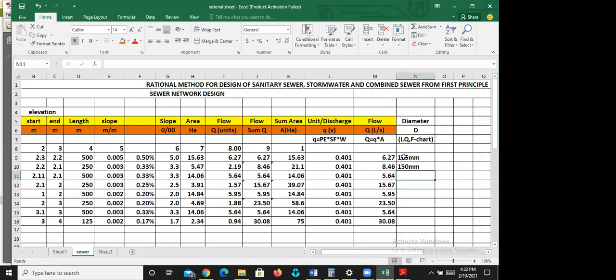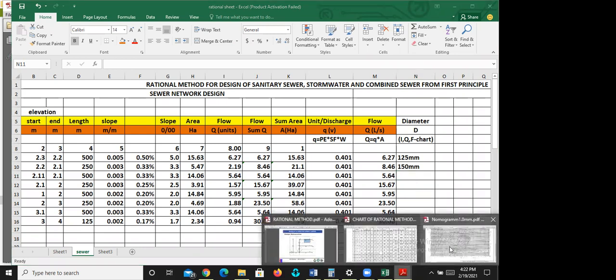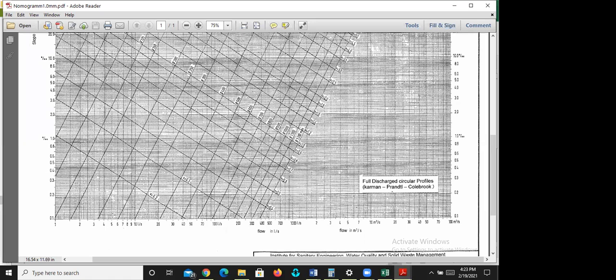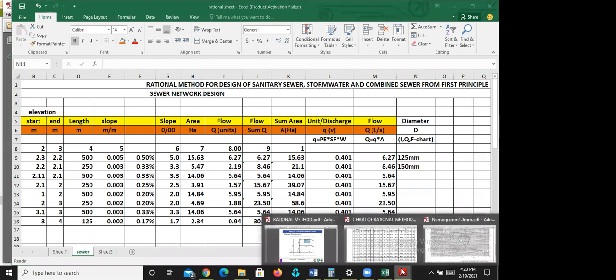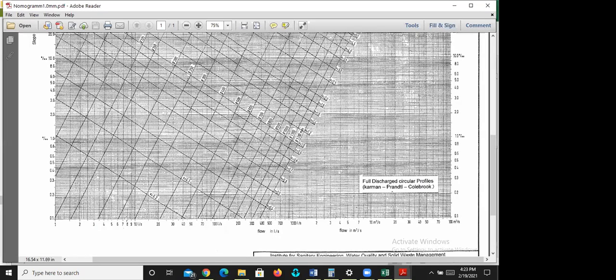This one, if I'm smart, I'll just put the value for this one now. Because if 125 can conduct a flow of 6.27 liters per second, then it can also conduct the flow of 5.64. But before I do that, let me not be too lazy. Let me first of all check what 5.24 against, what's the slope again? The slope is 0.3%. So this is 5. And against 3 per mil, it's giving 125. It's the same thing.